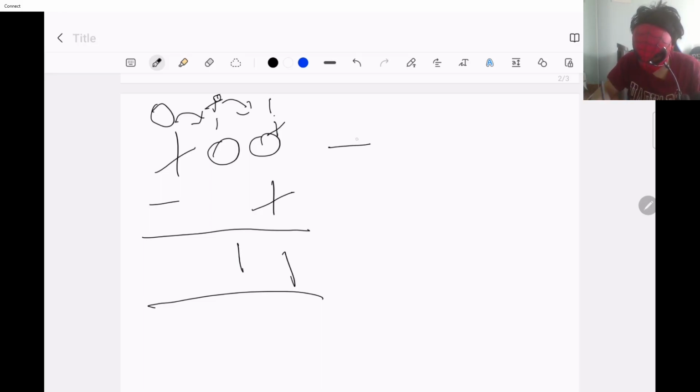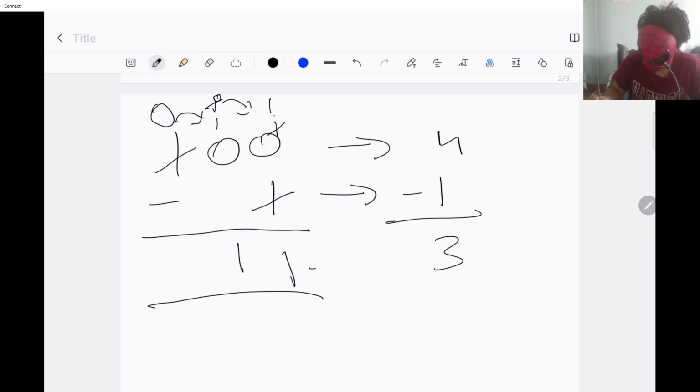Let's convert these numbers into decimal to see if they're correct. So 1, 0, 0 into decimal is 4. 1 in binary is equal to 1 in decimal. When you subtract these numbers, you get 3. This is equivalent to 3. 1, 1 is equivalent to 3 in decimal.